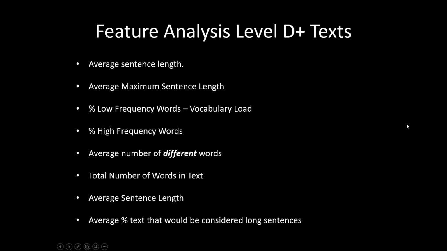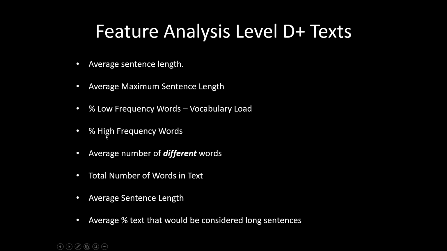If we were to do a feature analysis on one of these more complicated texts, we would look at different things. So from level D on, we're going to look at things like the average sentence length. And we are going to anticipate that as sentences get longer, they are more complicated texts. We're going to look at the average number of sentences. So what's the maximum sentence length across that whole selection? The percentage of low frequency words. So are there words in this text that are kind of difficult, not in people's speaking vocabulary? That would make the text more challenging.